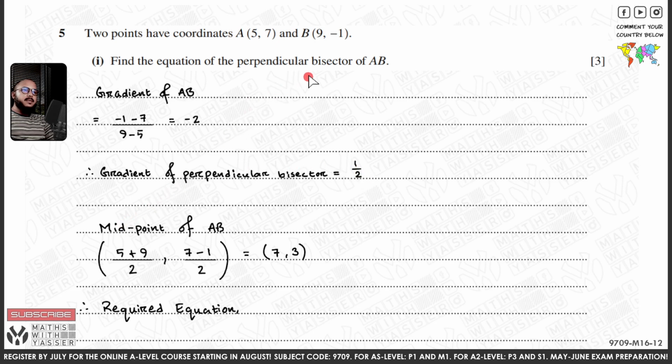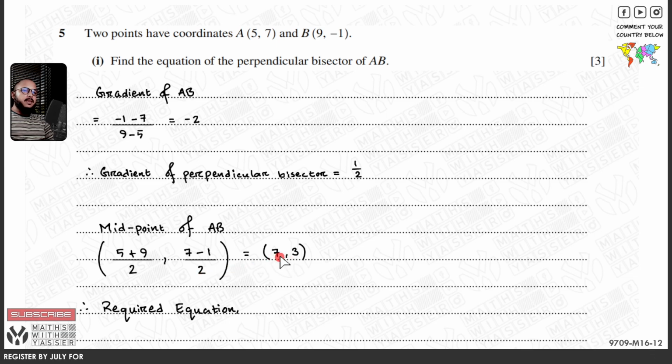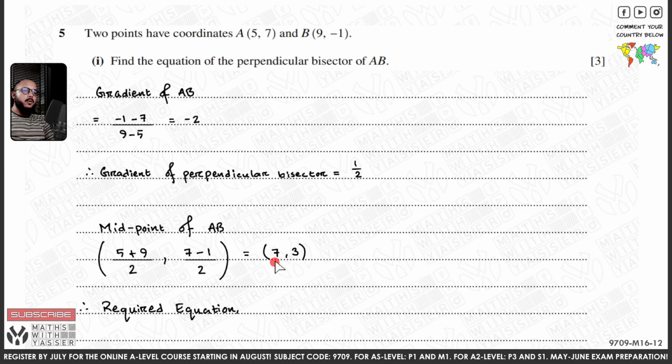And since it's bisecting, we need the midpoint of the coordinates AB. That will be x1 plus x2 divided by 2 and y1 plus y2 divided by 2. So that will be 5 plus 9 divided by 2 and 7 minus 1 divided by 2, which gives us 7 and 3. So now we have the gradient, and we also know the point through which the line will pass, and that is required to form the equation of a line.